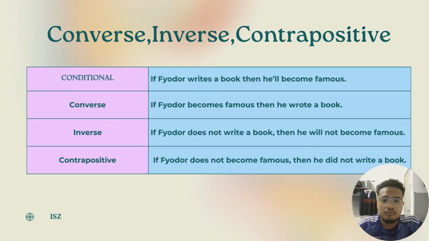So here we have a simple conditional statement. First, if Fyodor writes a book, then he will become famous. The converse of the conditional statement: if Fyodor becomes famous, then he wrote a book. The inverse statement: if Fyodor does not write a book, then he will not become famous. The contrapositive of the converse statement: if Fyodor does not become famous, then he did not write a book.